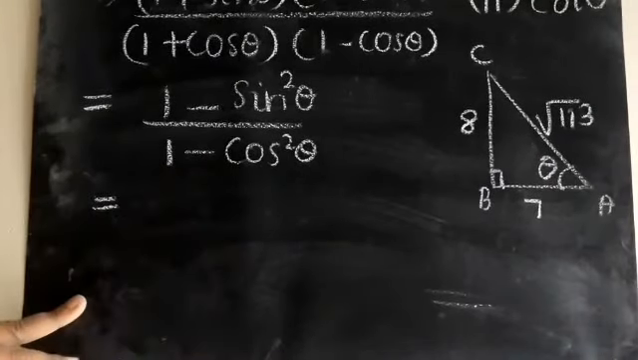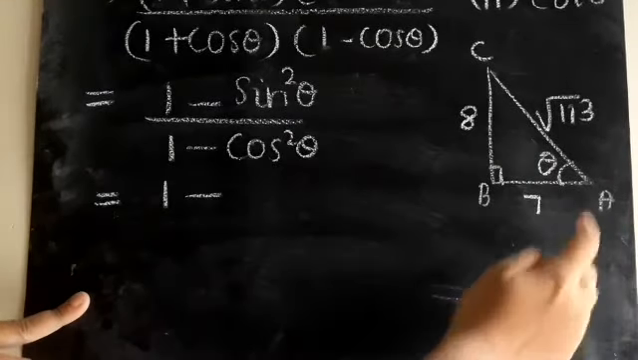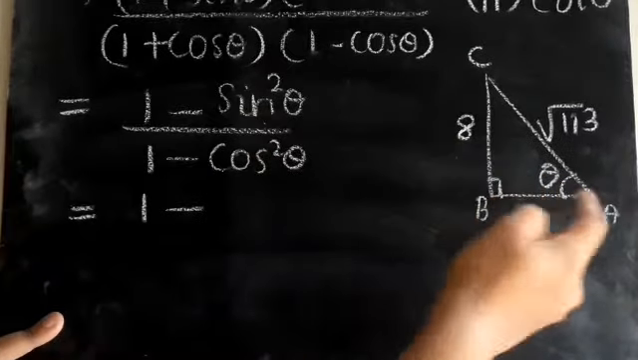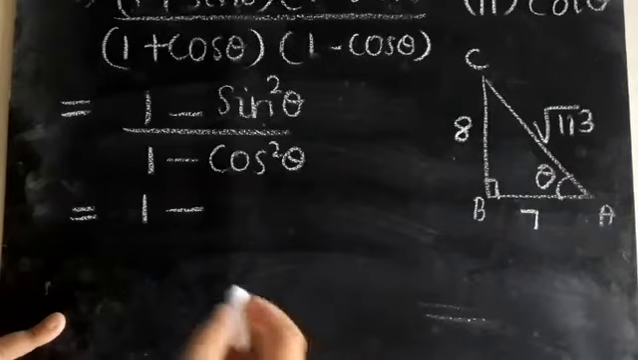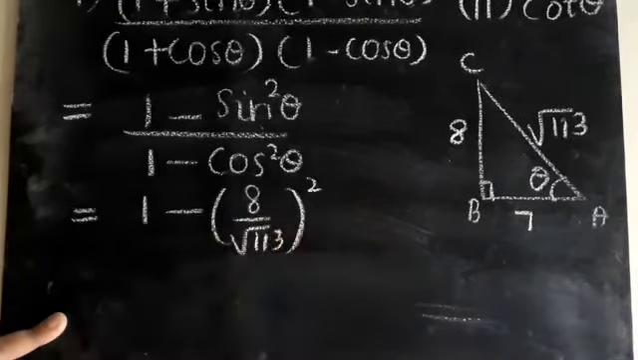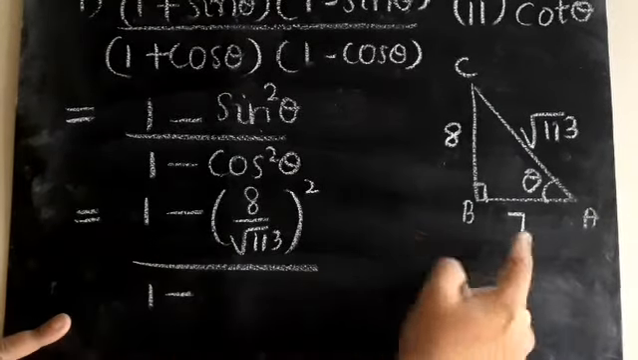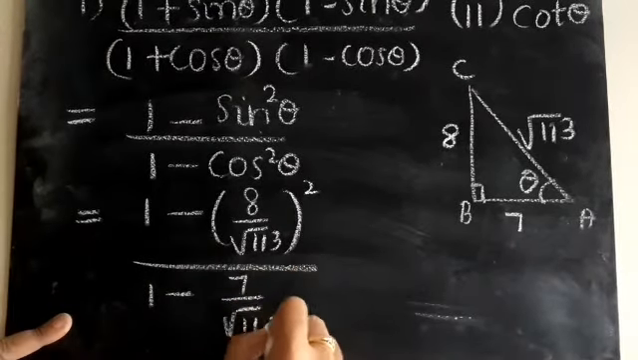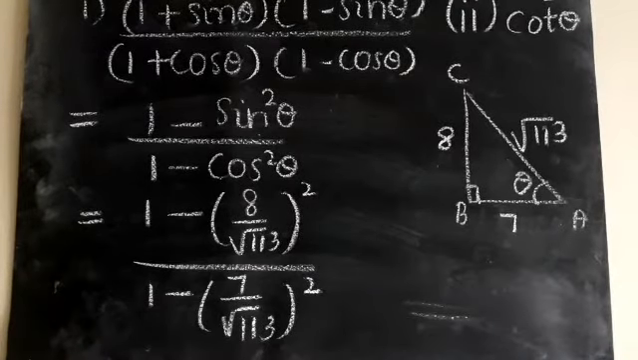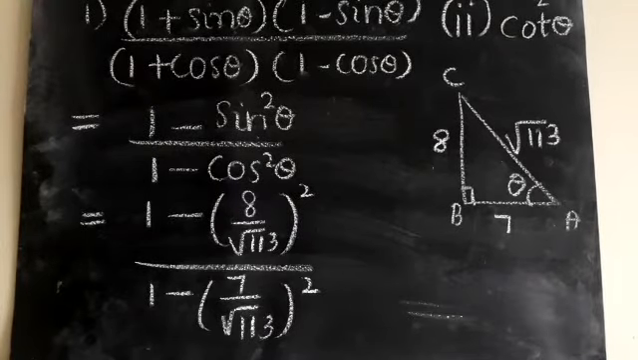Okay, so that is equal to, from the figure, 1 minus sin square theta. What is sin theta? Opposite side by hypotenuse. So sin square theta is 8 by root of 113 the whole square. Similarly, the denominator is 1 minus cos square theta. So 1 minus 7 by root 113 whole square. Cos theta means adjacent side by hypotenuse.